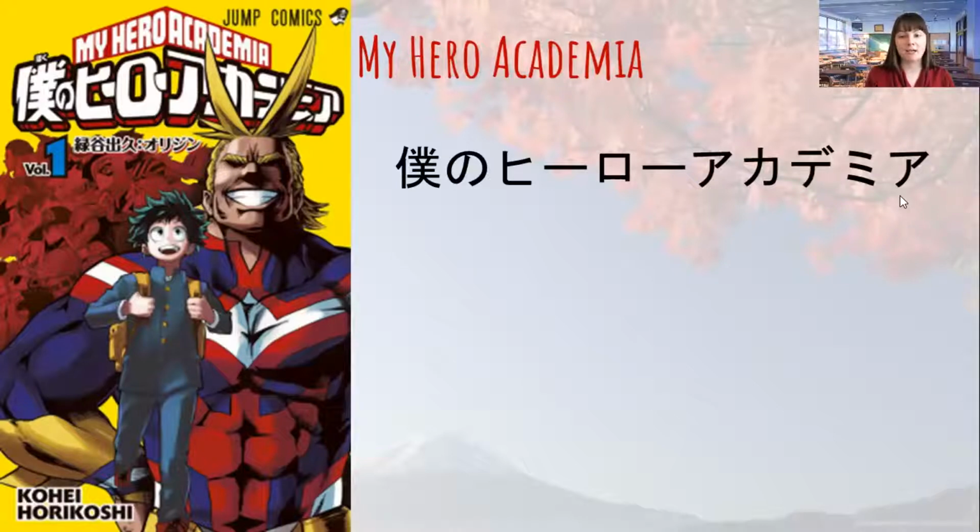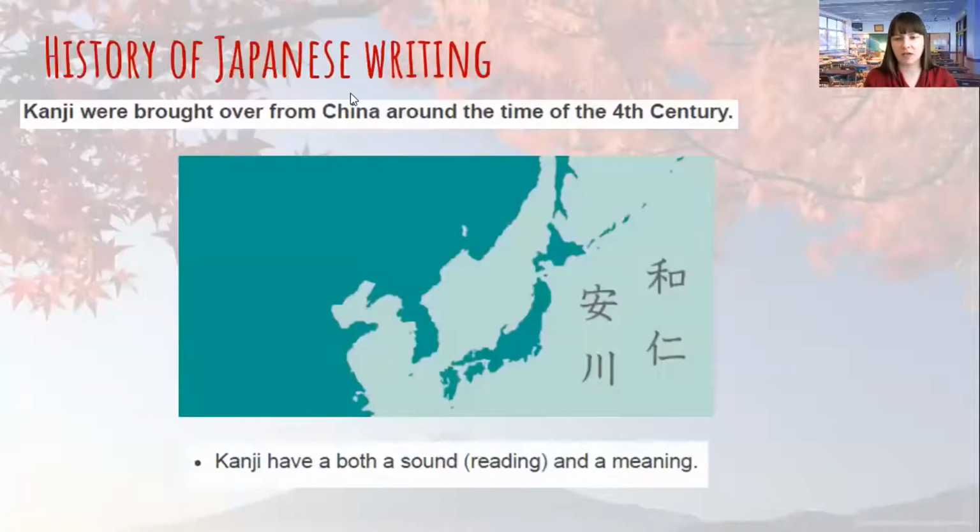Boku no Hero Academia. So it doesn't say my, it says boku no. Boku means I, normally used for boys. Boku no Hero Academia. So you can see there's some English in there. It's just the word my that is different. So we'll have a look at these different types of characters, so keep an eye on them.